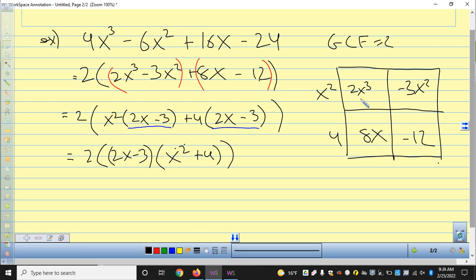Biggest number that goes into 2 and 8? 2. Smallest x here? X. Biggest number that goes into 3 and 12? 3. And it's negative here, so I'm going to put a negative there. And they don't share any x's here. So this tells me my parentheses are, now I need my greatest common factor, 2 times x squared plus 4 times 2x minus 3.